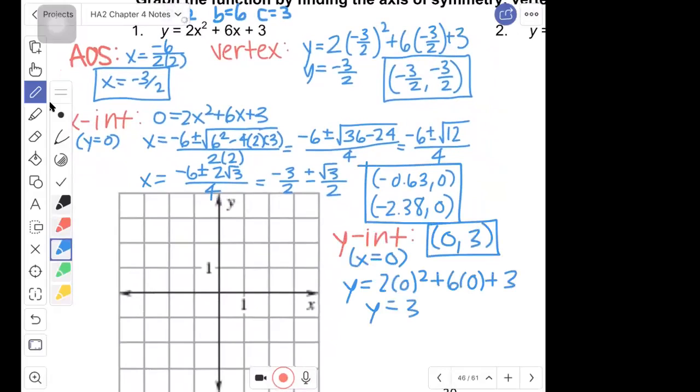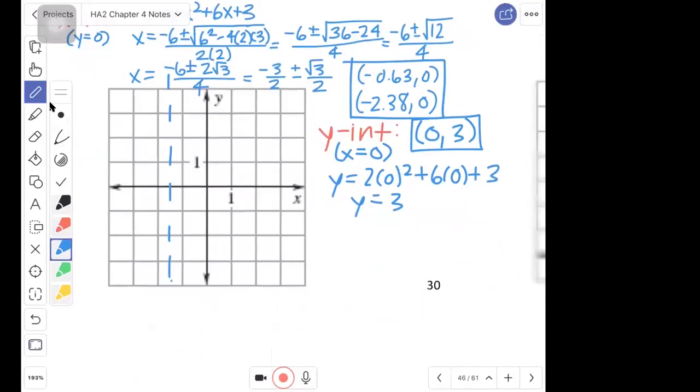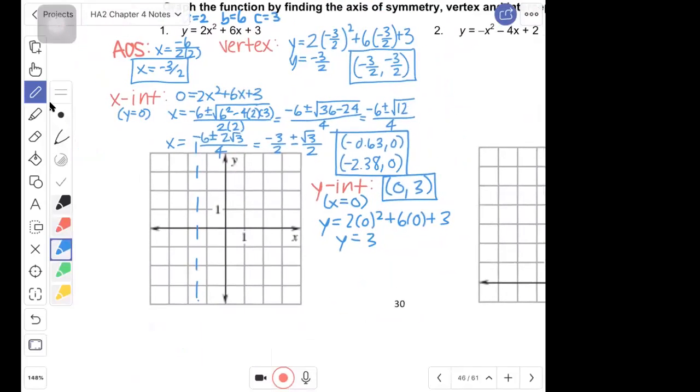So now we have all this data. So now let's graph it. I'm going to go to my x equals -3/2, and I'm going to draw that axis of symmetry. And then also plot our -3/2, -3/2 point, vertex.